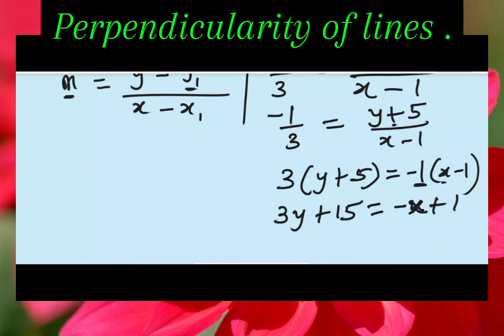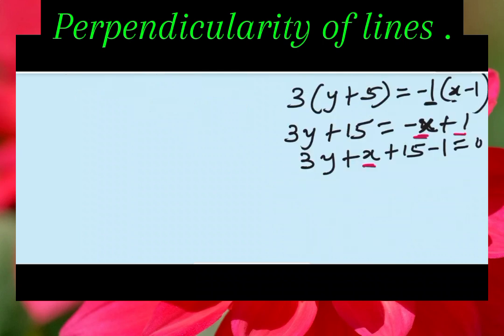Good. Now 3y plus x plus 15 minus 1 is equal to 0. I brought this minus x to this side, it becomes plus x. Then plus 1 to this side, that is minus 1. So here 3y plus x, 15 minus 1 is plus 14. Everything equals 0. Very simple.